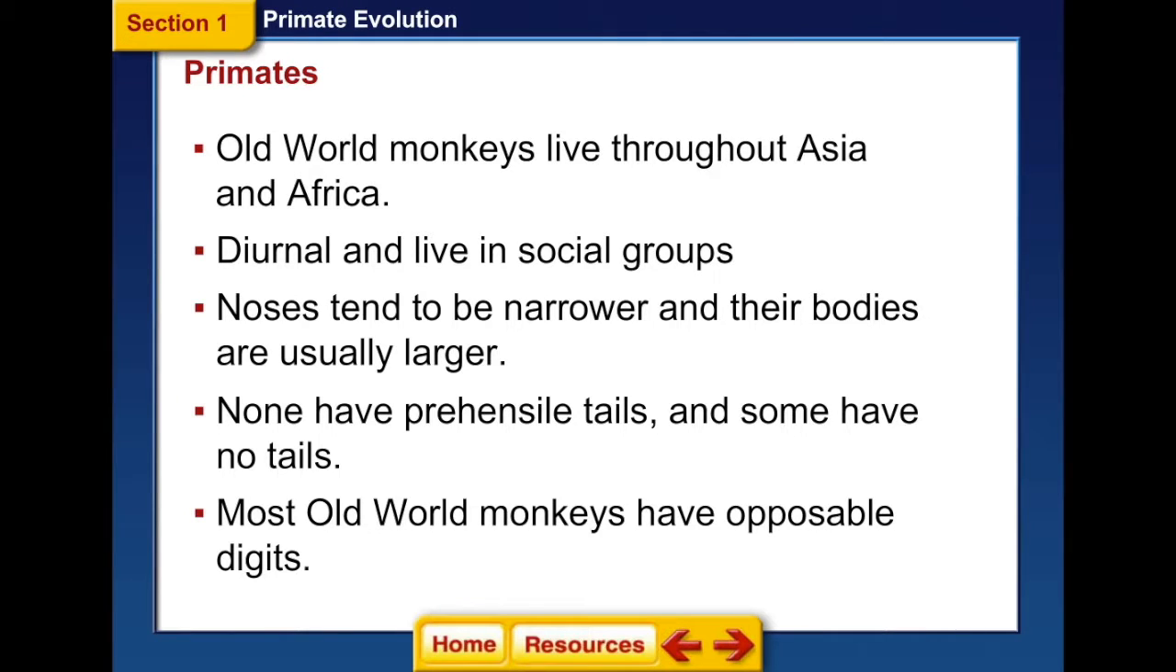Now we spoke about the New World monkeys. Now we have the Old World monkeys, and these live throughout Asia and in Africa. Again, they're diurnal, which means that they're mostly active during the day, and just like the New World monkeys, they live in social groups. Their noses, on the other hand, tend to be narrower, and their bodies are usually much larger. None have prehensile tails, and some have no tails. And then most Old World monkeys have opposable digits, just like us.